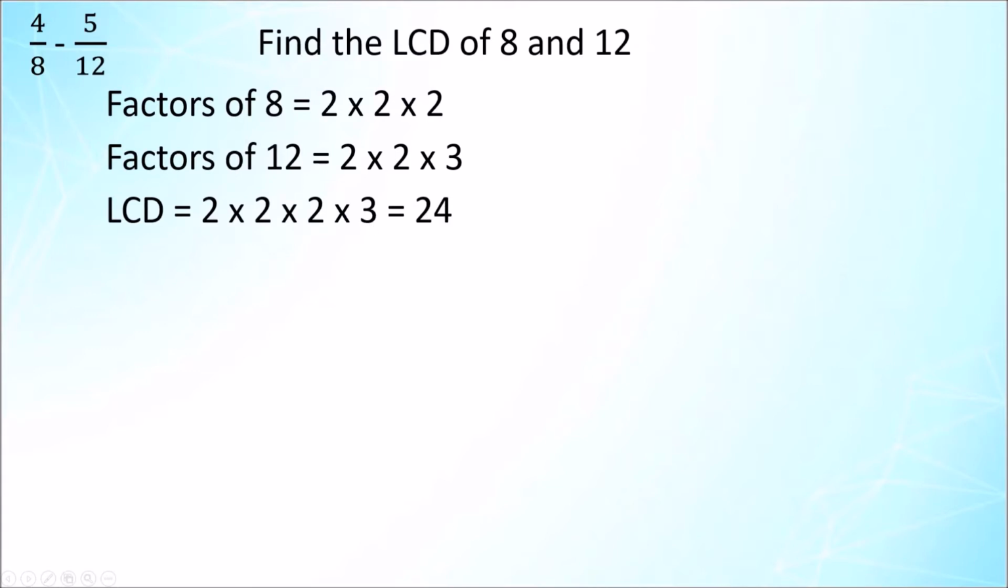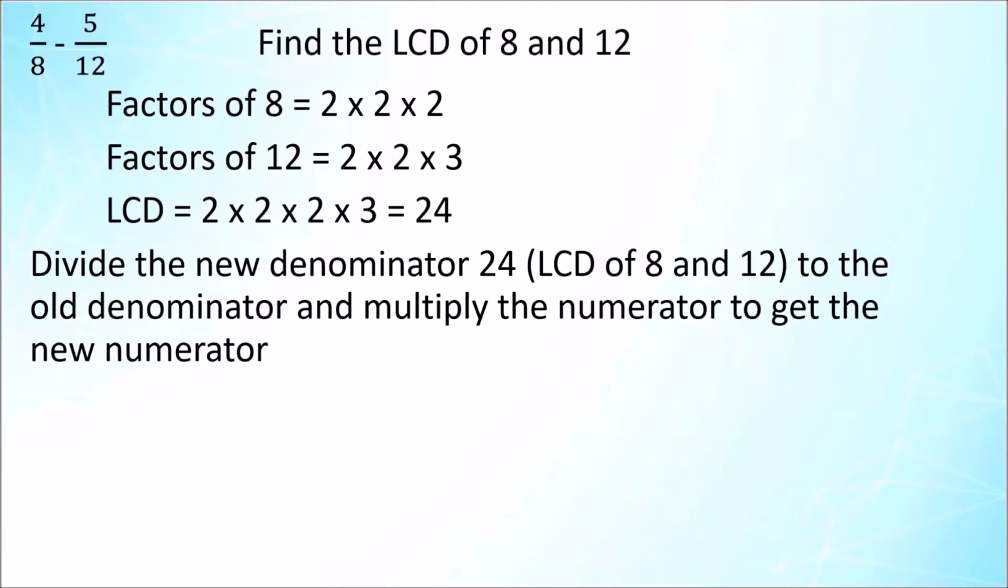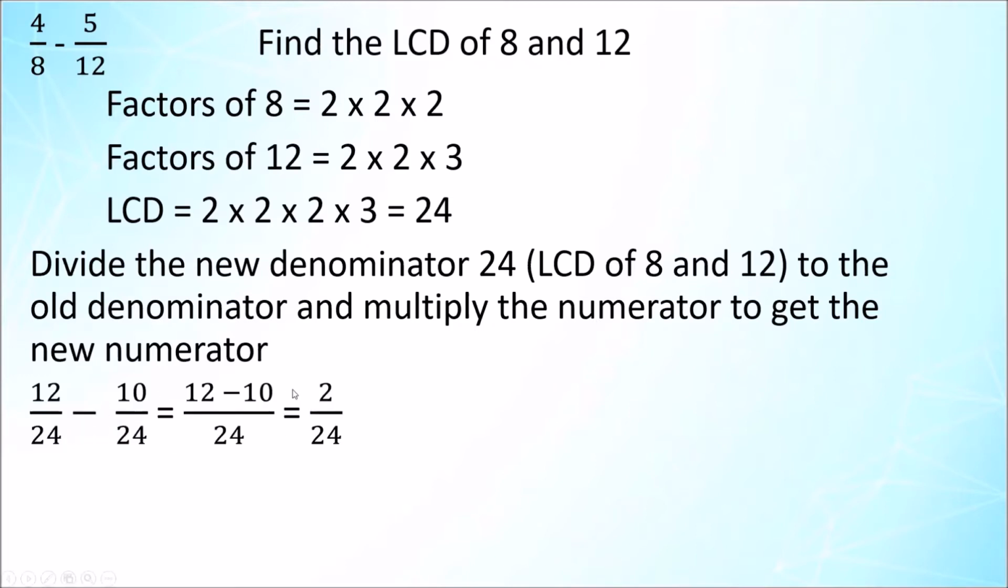Ito yung bagong denominator para maging similar fraction ang given. So again, divide the denominator of 24 to the old denominator and multiply the numerator to get the new numerator. So 24 divided by 8 is 3 times 4 is 12. And 4/8 is the equivalent fraction of 12/24. 24 divided by 12 is 2 times 5 is 10. Now, parehas na silang ng denominator.